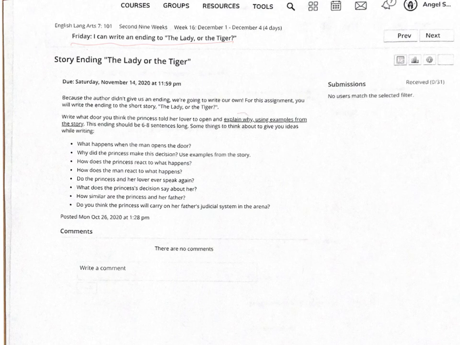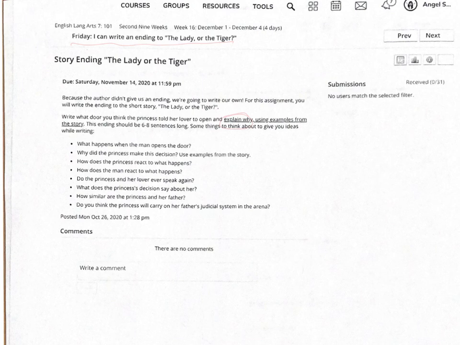So what I mean by explaining, you've got to use examples from the story. So if you think the princess told her lover to open the door with the lady behind it, you have to use examples from the story that back that up. So one reason would be that she loves him and she doesn't want him to die. And it says that in the story. So that would be an example from the story that you could use.